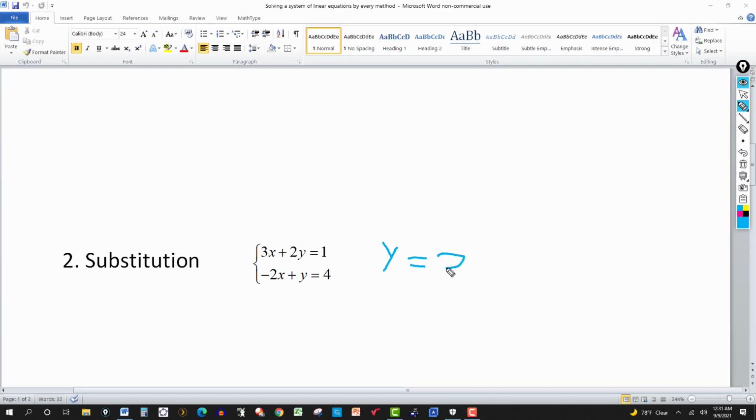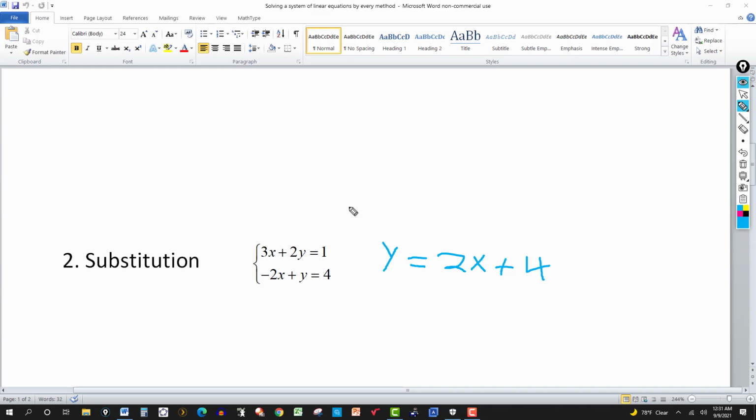So it's going to be 2x plus 4. Now, remember the objective here is you have two variables. You want to eliminate one of them. You want the equation with just one variable. It can be the x, it can be the y. It doesn't matter. So now I solved the second equation for y. This is what I got.